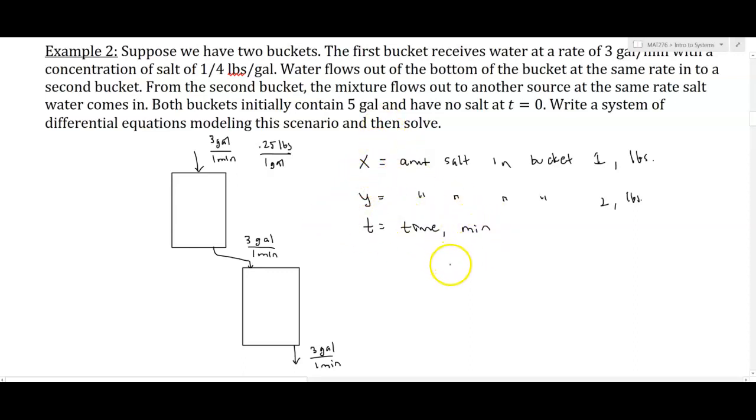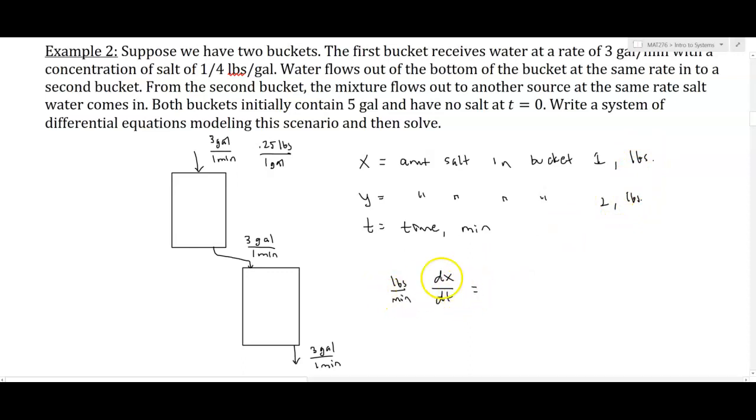So we're going to try to model two rate equations. One is going to be dx dt, and the other is going to be dy dt. So dx dt, based on my definitions for x and t, has to be in pounds per minute.